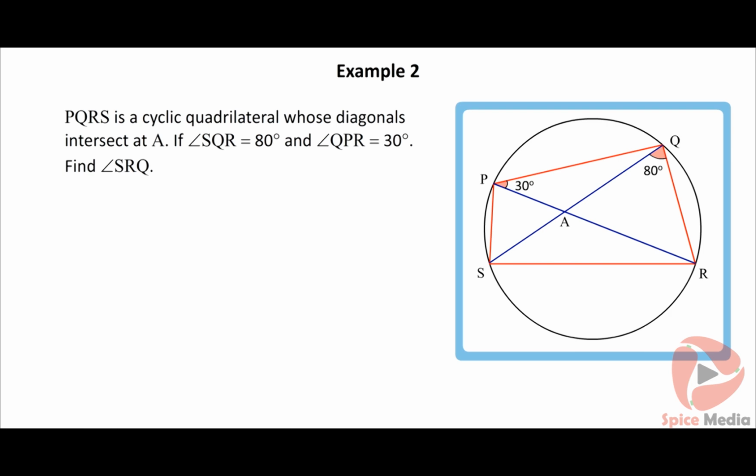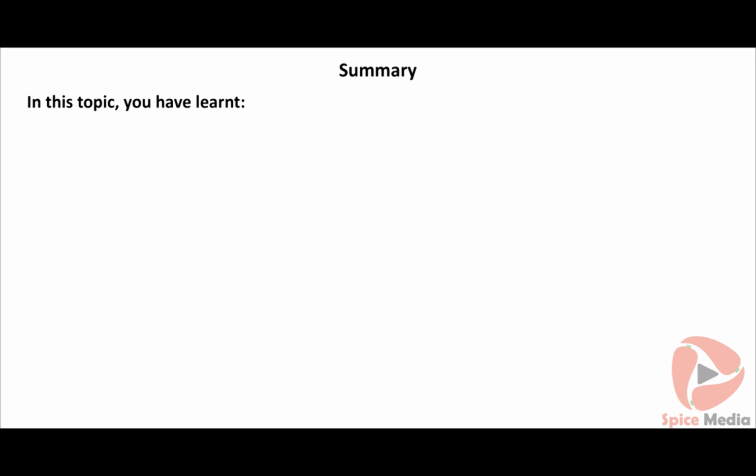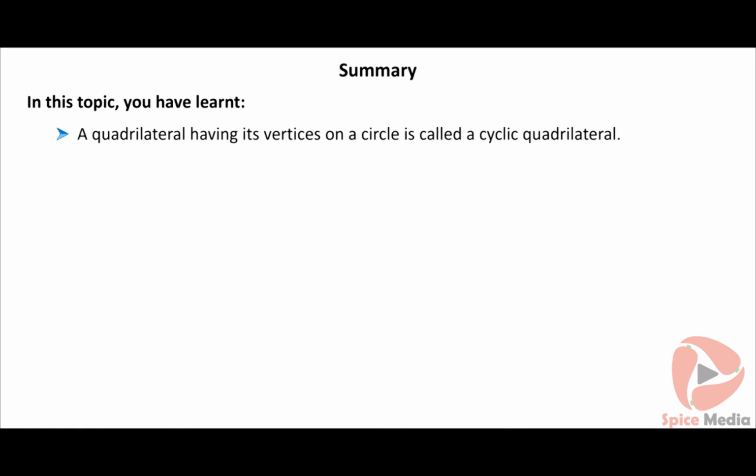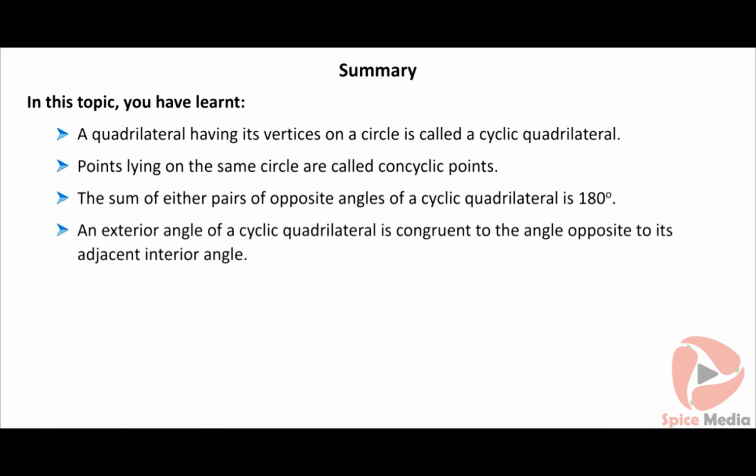Next, let us have a look at a theorem based on cyclic quadrilateral. The sum of the opposite angles of a cyclic quadrilateral is 180 degrees. That is, the opposite angles of a cyclic quadrilateral are supplementary. Click on the proof button to view the proof. Let us now look at an example. In the figure, triangle PQR is an equilateral triangle. Find angle PSQ and angle PTQ. Click on the solution button to view the solution.